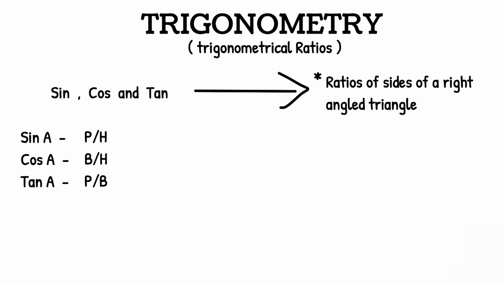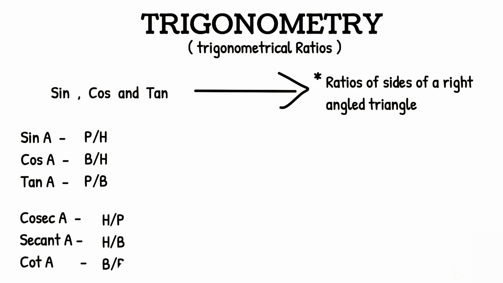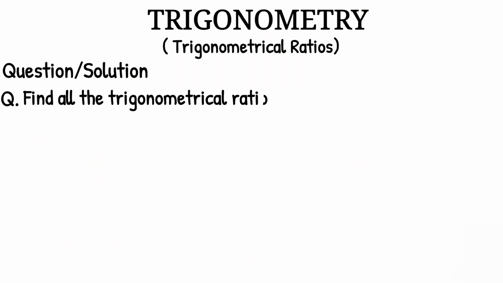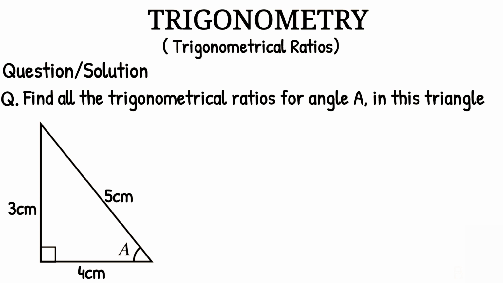Ratios are not over yet. We can also take the reciprocals of these ratios, creating cosec, secant, and cot. These three would be hypotenuse upon perpendicular, hypotenuse upon base, base upon perpendicular, respectively. As these are reciprocals of them, we can write cosec as 1 upon sine, secant as 1 upon cosine, cot as 1 upon tan. Pause the video and find all the trigonometrical ratios of angle A in this triangle.